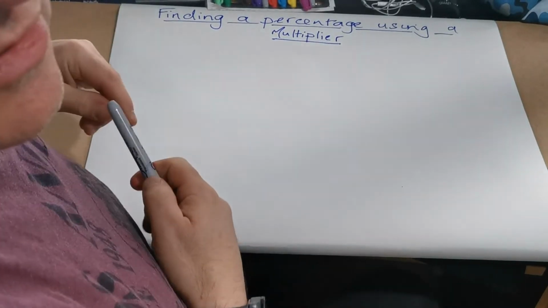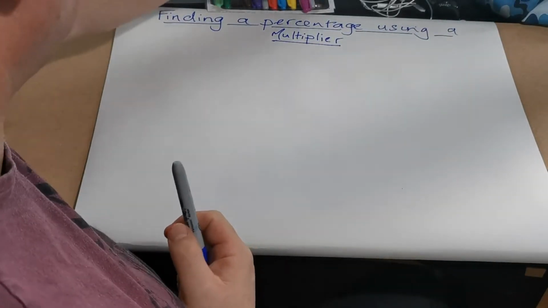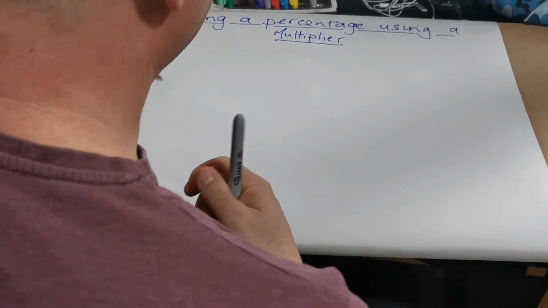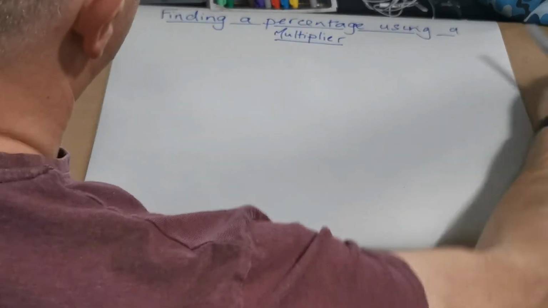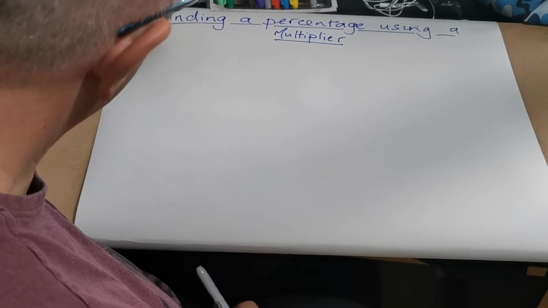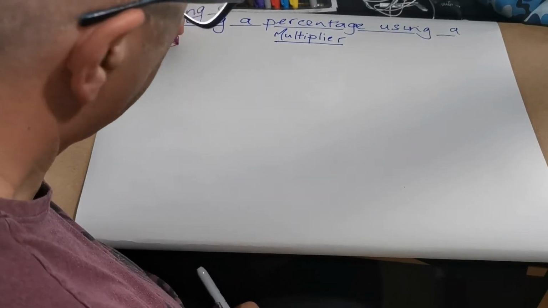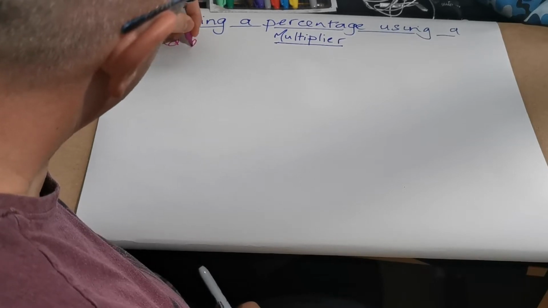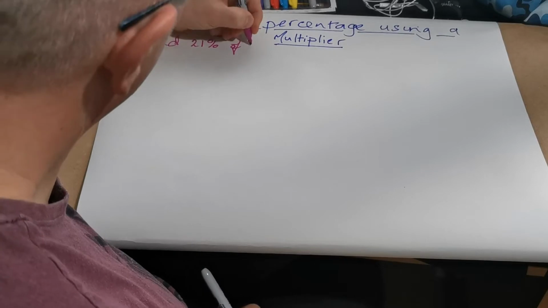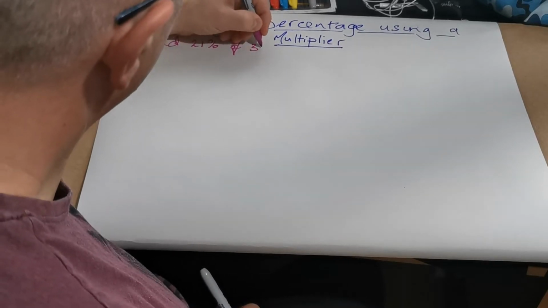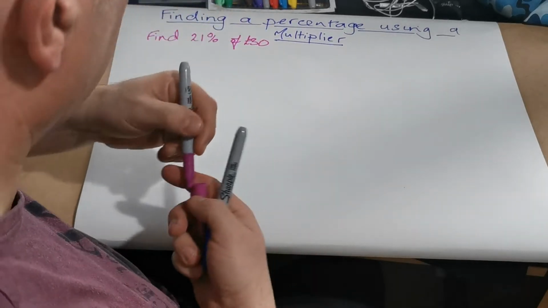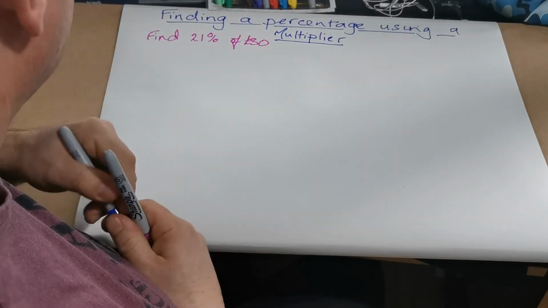Hi folks, just wanted to talk to you today about finding percentage using a multiplier. Now, when you think about finding percentages, a question might go, find 21% of £30. And I want to break that into words that you would say.